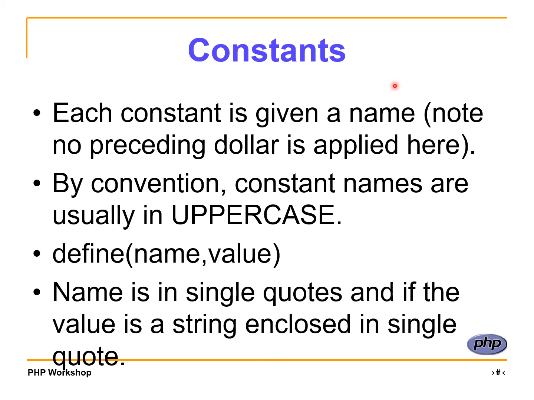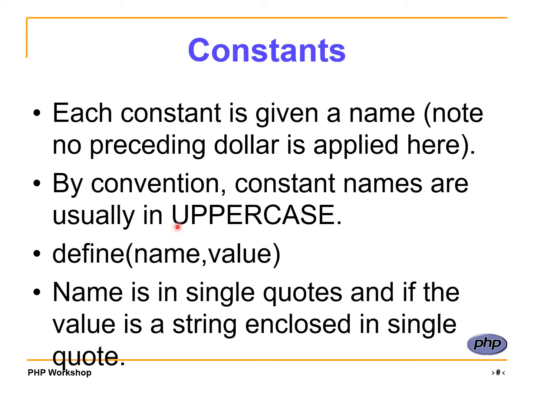Now we can see the constants in PHP. What do we mean by a constant? Constants have fixed values. Any fixed value or fixed quantity can be termed a constant. Each constant is given a name, with no preceding dollar symbol. By convention, constant names are usually in uppercase letters.